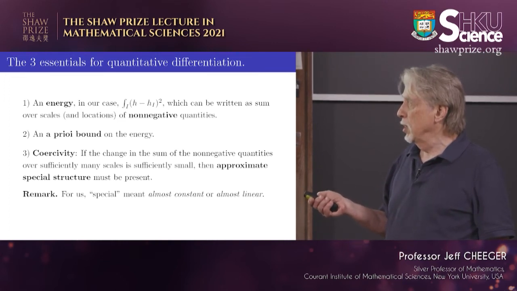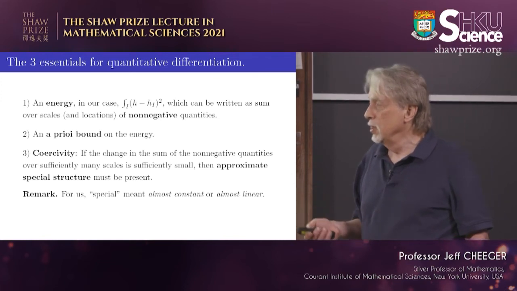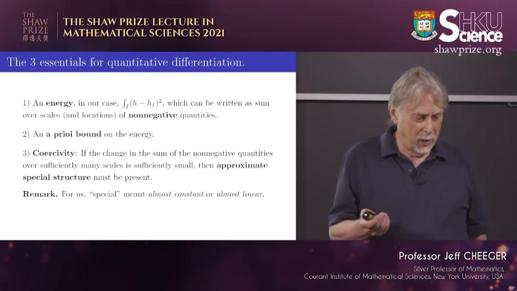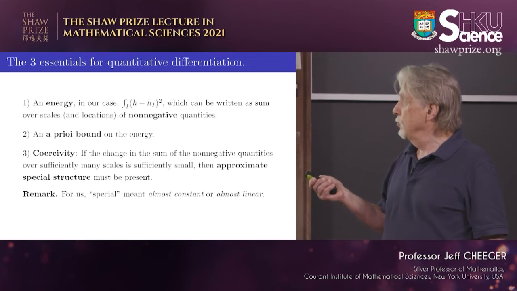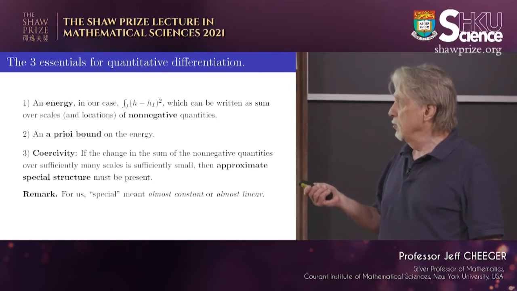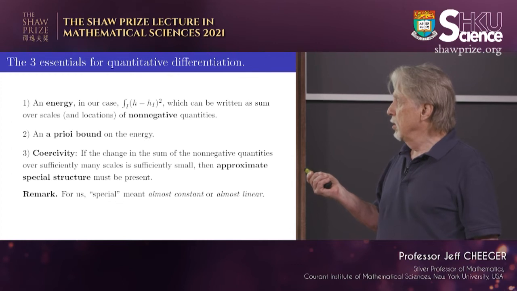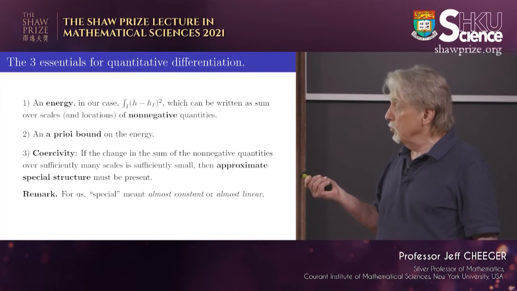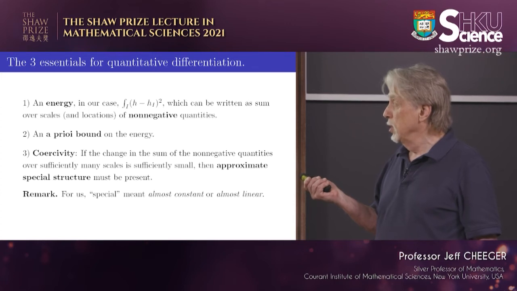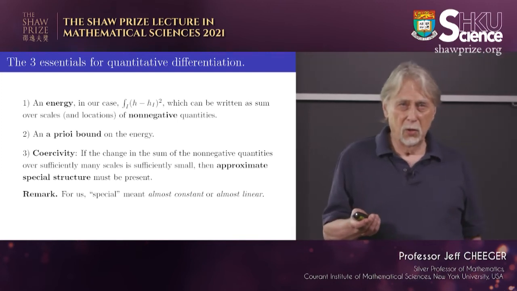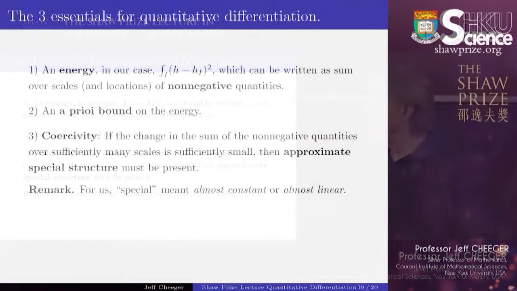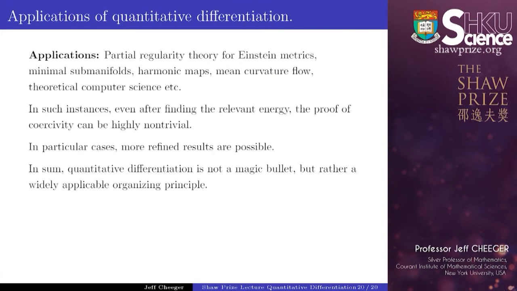These are in a way more elementary, but you have to recognize that these are essentials that are in play. But the coercivity is the crucial point, and that is that if we can write it in this way, and we have a bound, then the sum of the non-negative quantities being over sufficiently many scales being sufficiently small, then it must follow that special structure must be present. And in our case, in Theorem 2, special structure meant the function looked almost constant, and in Theorem 1, it meant it was almost linear.